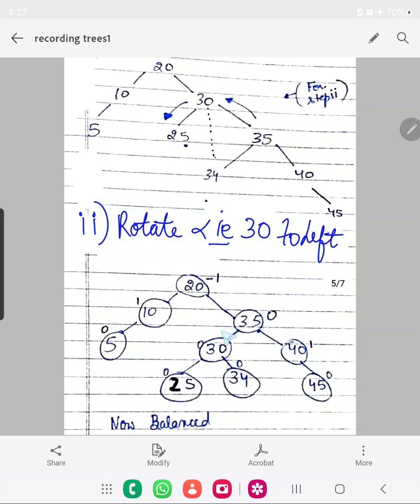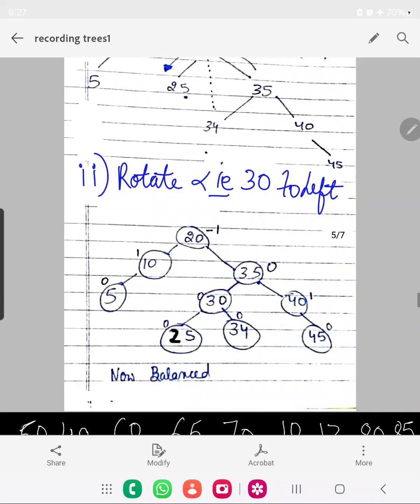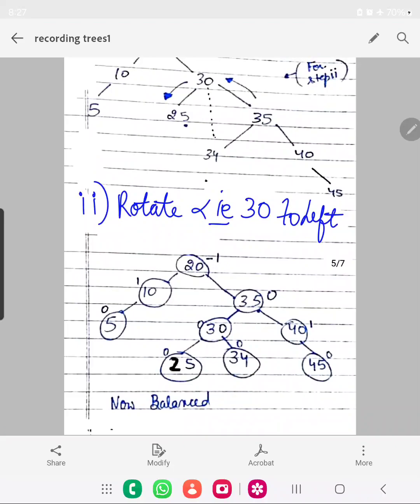Now you see it is again a balanced tree, because the balance factor of every node is 0, 1 or -1. It is a balanced AVL tree after applying RL rotation. This is an example of RL rotation.